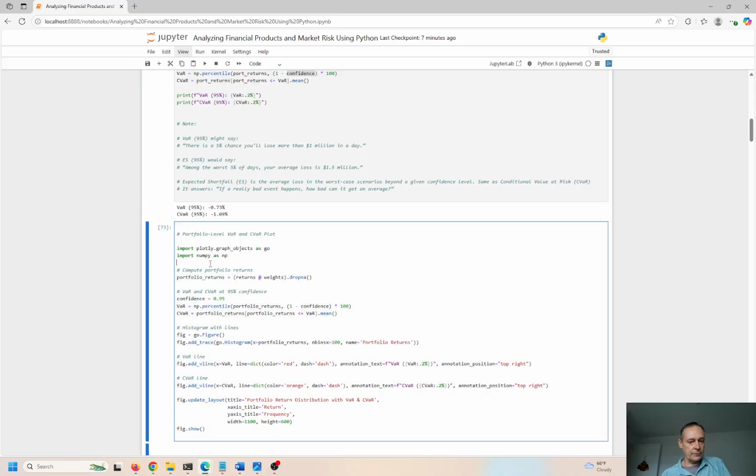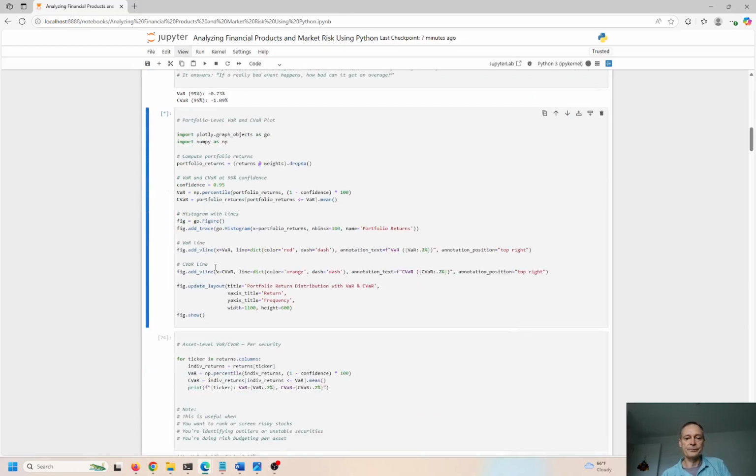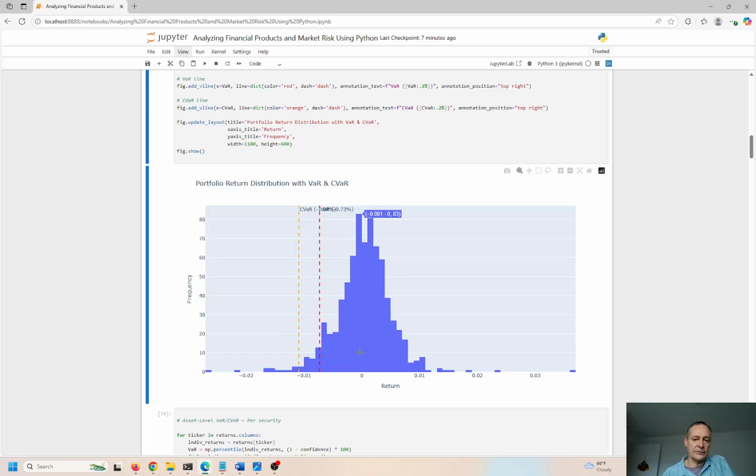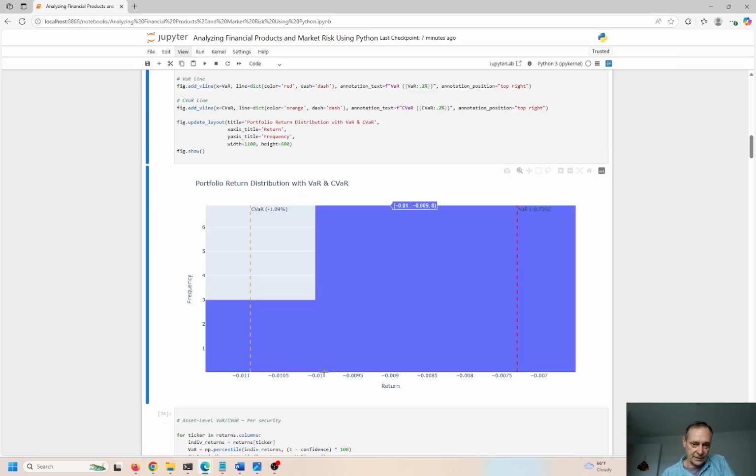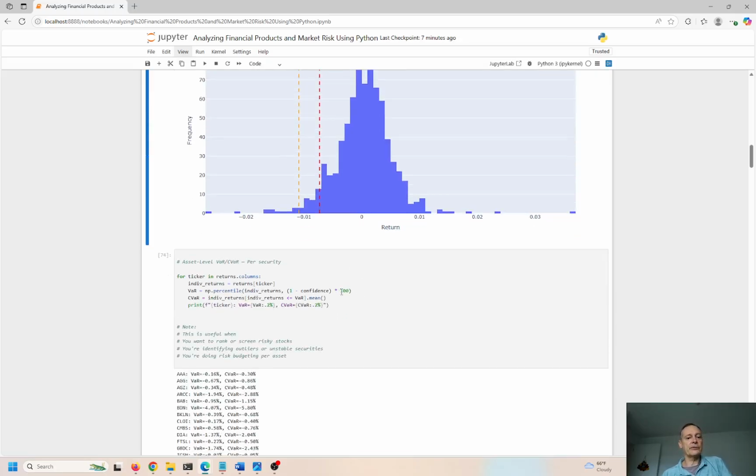Okay, so let me go down here to this next cell and just show you what the plot looks like. So again, this is for the entire portfolio. Here's the VaR. The CVaR is always going to be a little bit lower, and you can see this is just about 1%. If I zoom in, you can see probably the numbers down here. So if I go over here, yeah, 1%, and this is 0.75, right? If I double click, I go out. So this is for the whole portfolio.